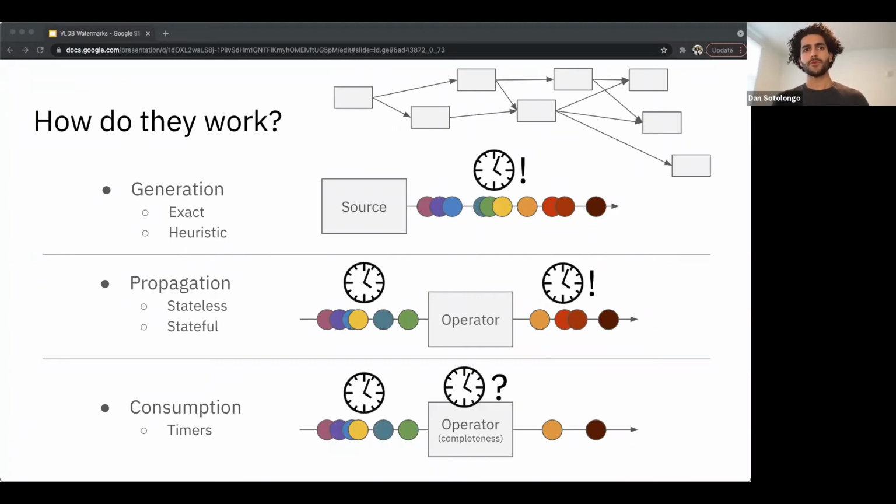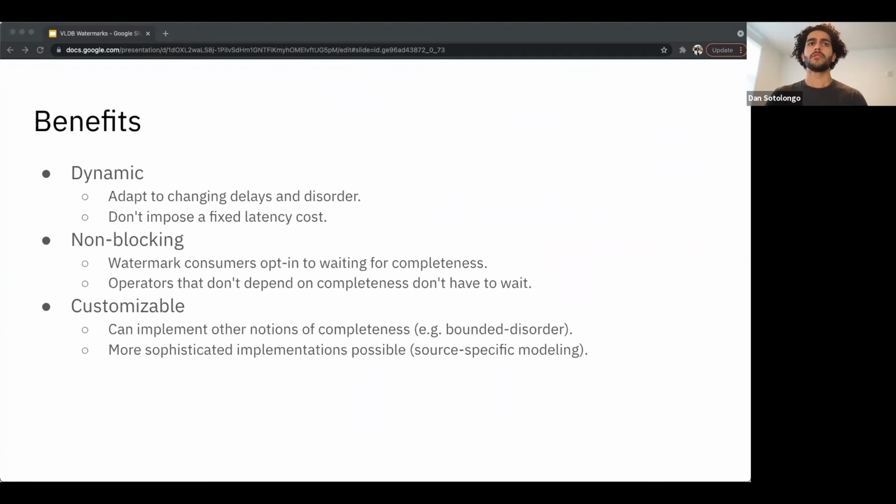Now, these three roles can be combined in sophisticated stream processing systems, as has been shown by users of Dataflow and Flink. There are numerous alternative approaches to watermarks.